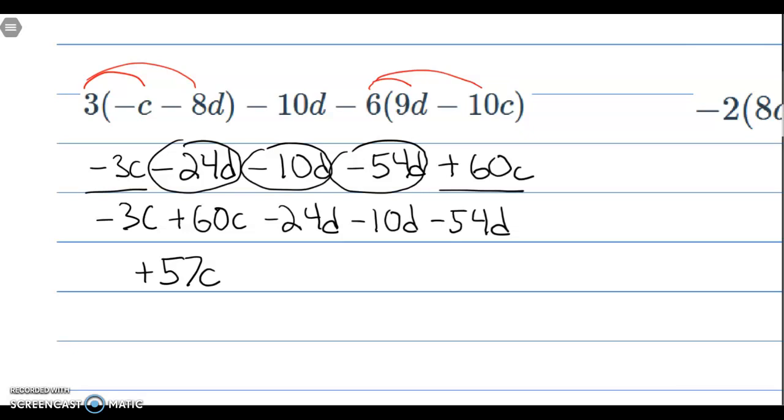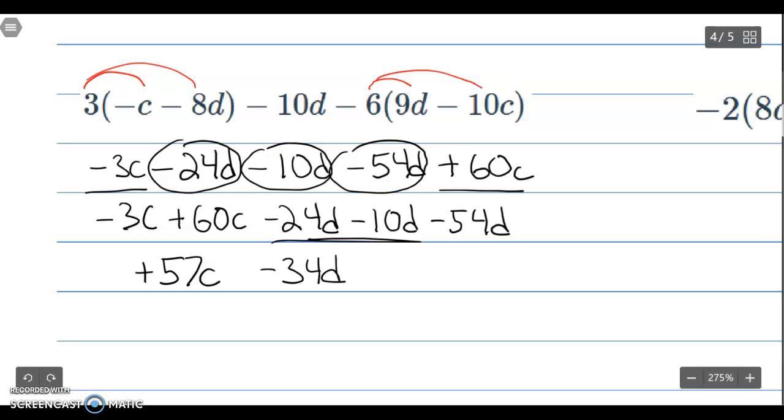Now I'm going to add the negative 24 and the negative 10, just these two right here. Negative and negative, same sign, find the sum. So we add them together and we get negative 34d, and bringing down this negative 54d.